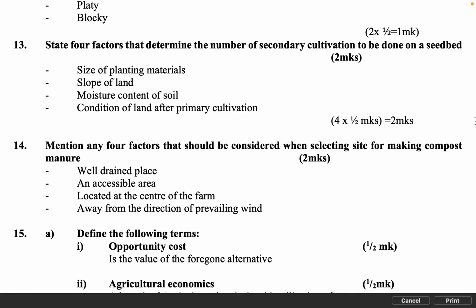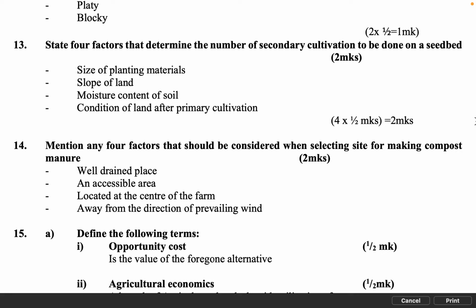13. State 4 factors that determine the number of secondary cultivation to be done on a seedbed. 2 MKS. Size of planting materials. Slope of land. Moisture content of soil. Condition of land after primary cultivation. 4 by 1/2 MKS equals 2 MKS.